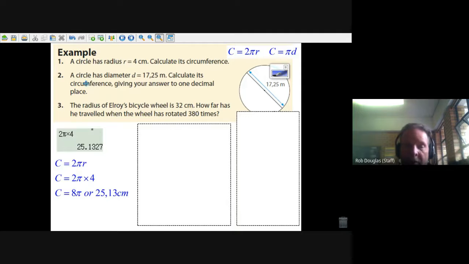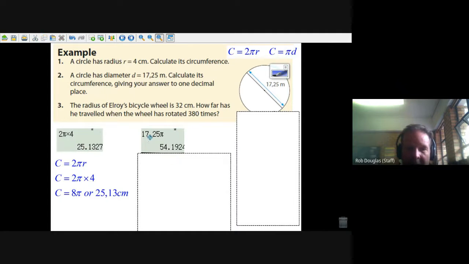Okay, you could try the second question and pause the video and see if you did it right. This question says a circle has a diameter of 17.25 meters. Calculate the circumference to 1 decimal place. Hey, I didn't read that, to 1 decimal place. I'm going to have to fix it up. I think I did it to 2 decimal places. But they're using diameter. So here we go.